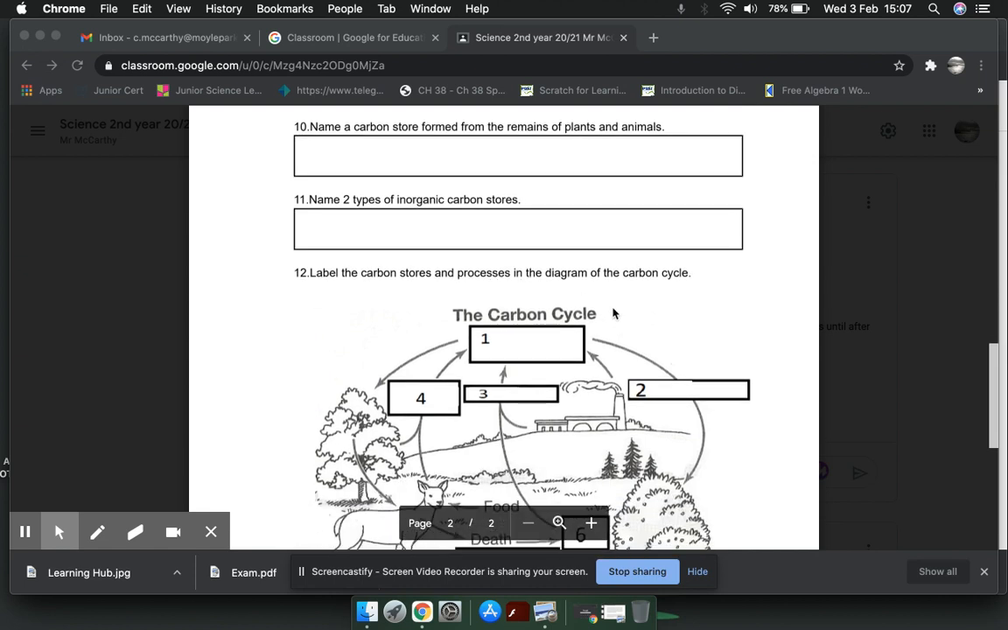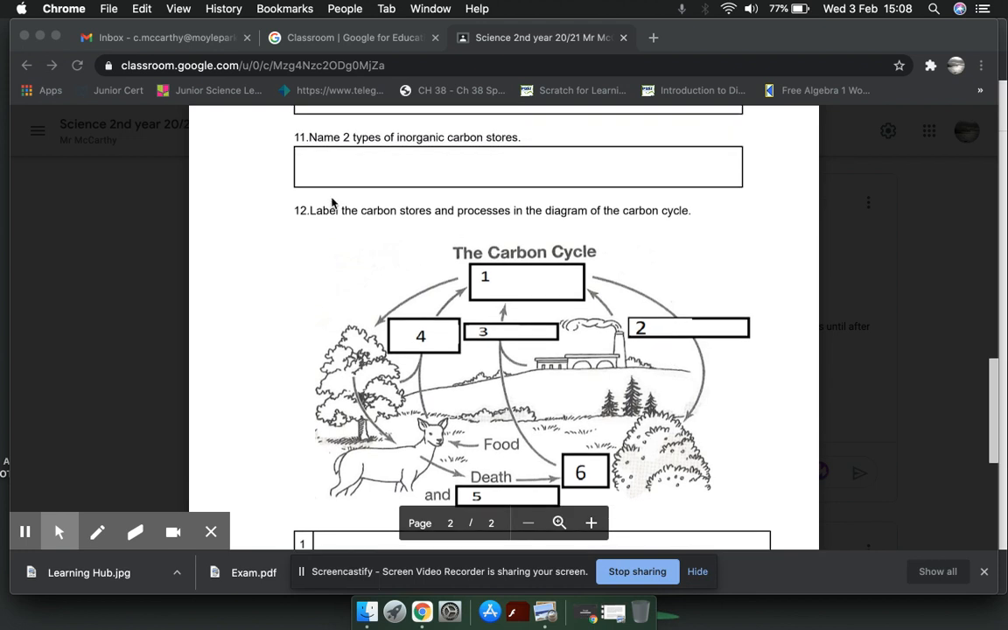Name a carbon store formed from the remains of plants and animals. Okay, so you could be talking there about, for example, coal. Okay, it says name a carbon store, so you could be talking about coal, peat. You could be talking about natural gas. All of those would be fine.